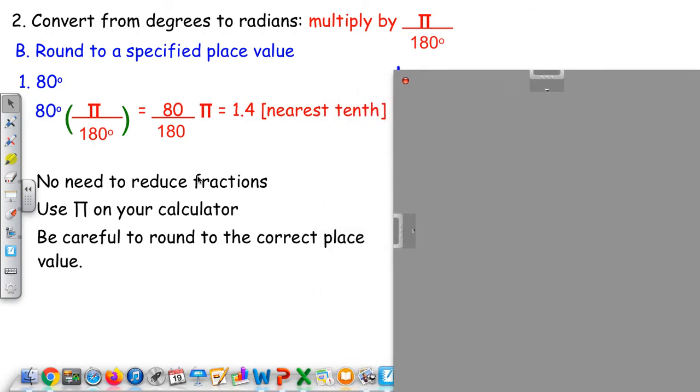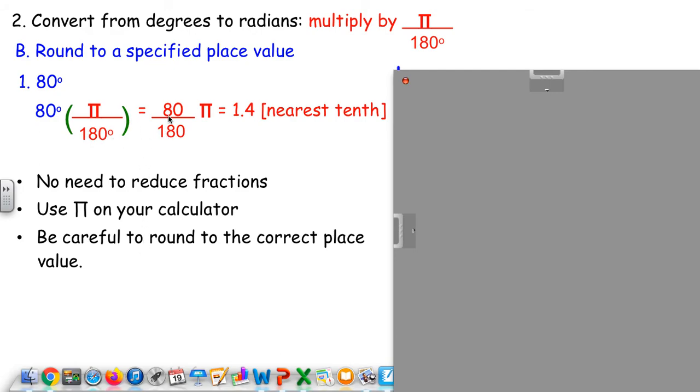Okay, so exact same thing as before, right? I start off by pi over 180 degrees. The beginning's the same. Now I have this 80 over 180 pi. Well, in this particular case, there's no need to reduce because I'm going to have to use my calculator anyway. So use the entire pi in your calculator and be careful to round to the correct place value.